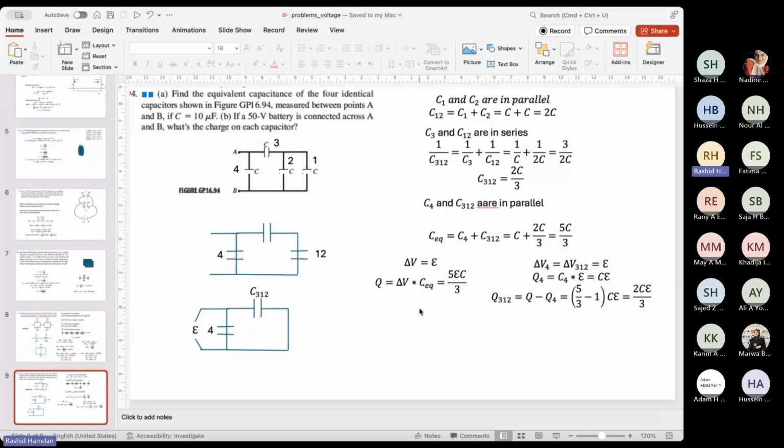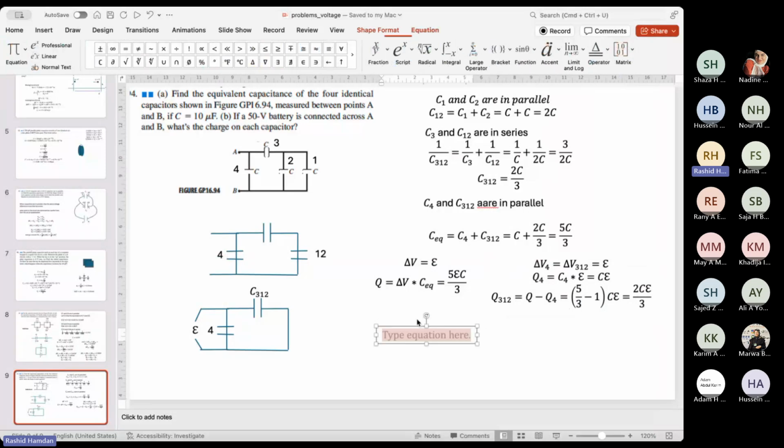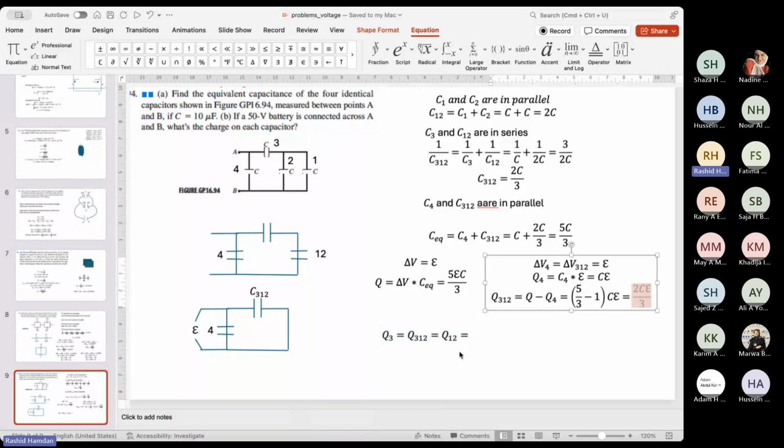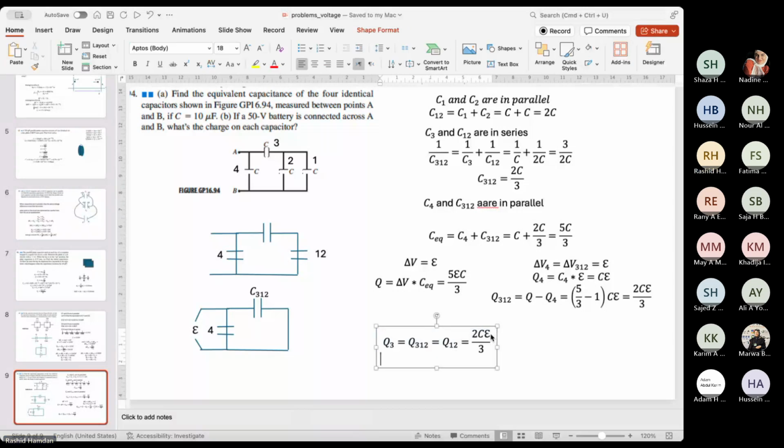So I don't want Q312, but I will have to go back. So now I can say that Q3 and Q12 are in series. So Q3 is equal to Q312 is equal to Q12. It's equal to that value that we wrote here, 2CE over 3. Okay, so I found Q3 as well.